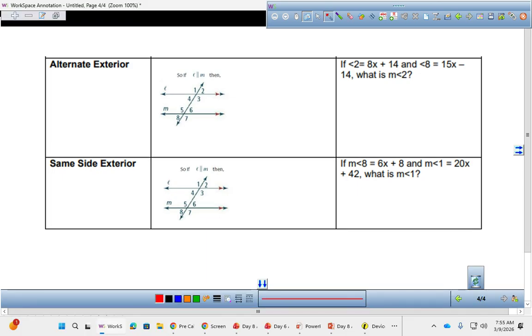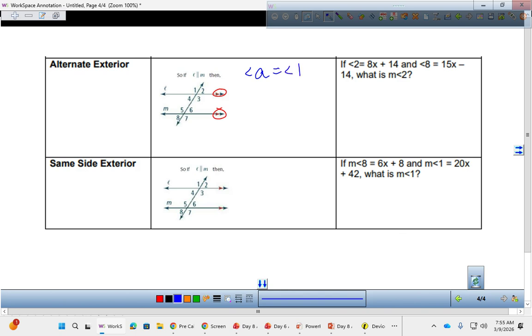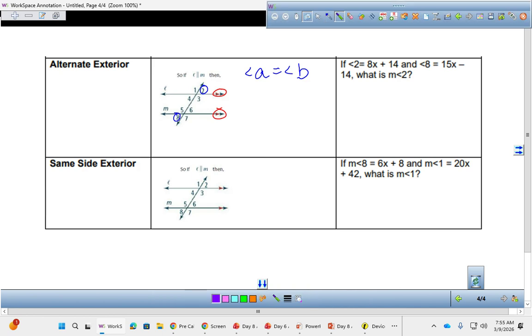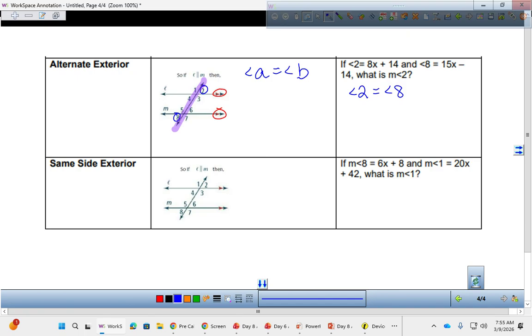So again, first we need to make sure they're parallel. And once we know they're parallel, then alternate exterior angles are congruent. They're equal. So angle B is going to equal angle A. In this case, angle 2 and angle 8 are on alternate sides of the transversal and on the exterior. So angle 2 is going to be equal to angle 8 because they're an alternate exterior relationship. So this says that angle 2 is 8x plus 14. So I'm going to set that equal to angle 8, which is 15x minus 14.